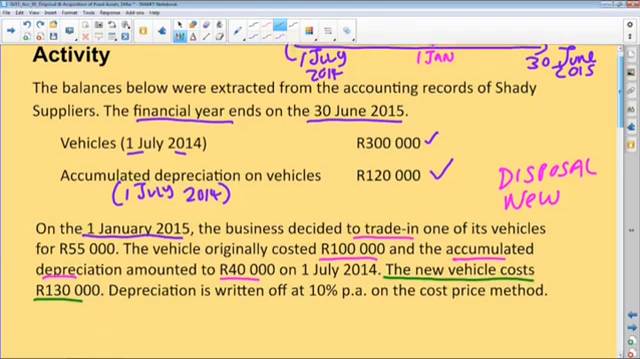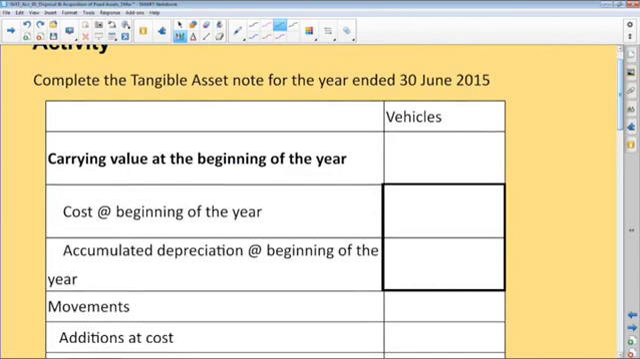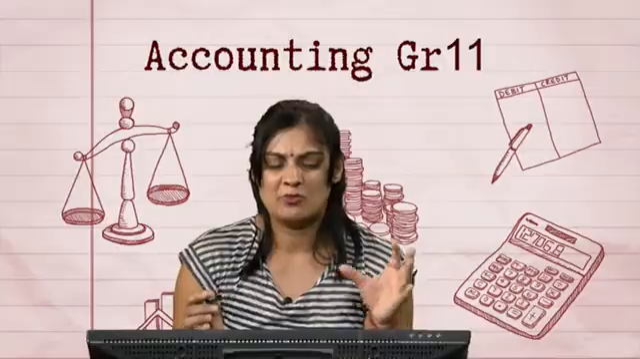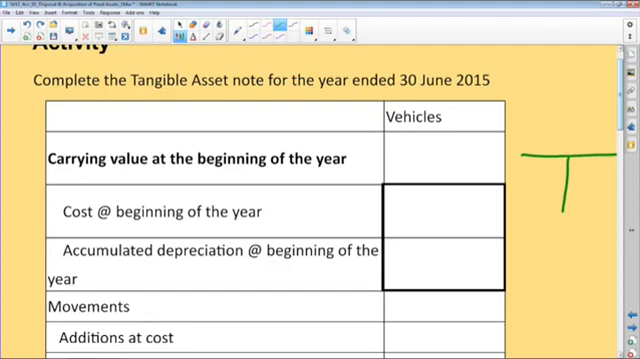Right, what is required for me to do? Okay, they want me to complete the tangible asset note. Now remember, guys, often students ask, but ma'am, why do we really have to do the tangible asset note? Is it necessary if we have ledger accounts? The reason behind that, guys, is because there are a number of non-accounting people out there. Believe it or not, certain people just don't do accounting. So because of this reason, we've got to prepare something that they can read. So remember, not everyone understands debits and credits like you and I.